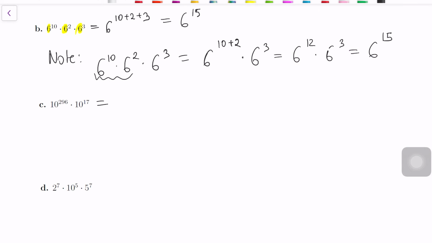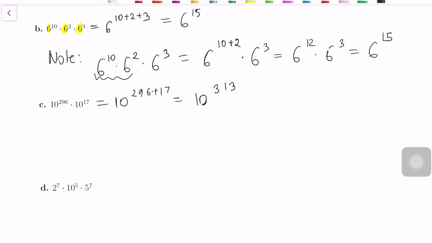Okay, so that's 10 to the power, and you just have to add the powers. So that's going to be 10 to the power 313, right? Again, I'm not expecting you to calculate how much it is, okay?